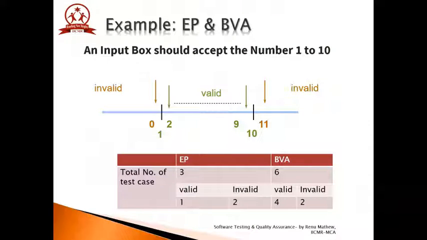So if we take as an example of input box which should accept the number 1 to 10 and apply both equivalence partitioning and boundary value analysis, then the total number of test cases using equivalence partitioning will be 3, one each from the 3 classes, of which one will be a valid input and 2 invalid inputs. Total number of test cases using BVA will be 6, 4 valid inputs and 2 invalid inputs.